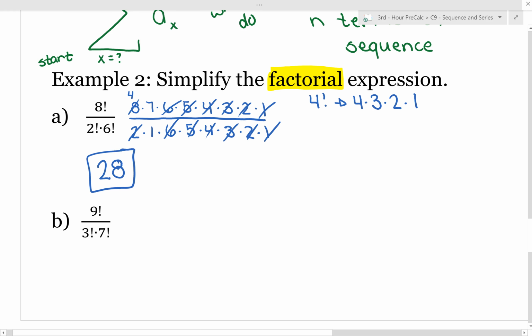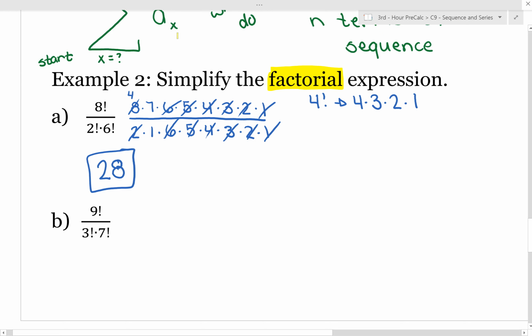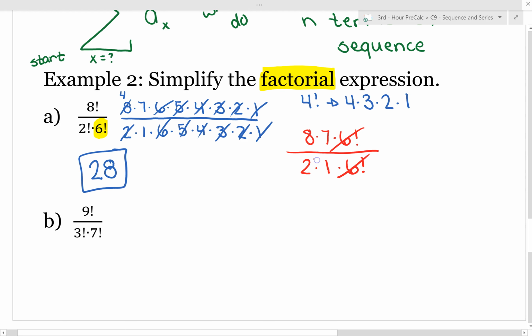Now you're probably thinking, okay, is there a faster way? There actually is. So when you're looking at your problem, ask yourself which one is bigger. In this case, I got 2 on the bottom, so my 6 is bigger. So what I would want to do is just do 8 times 7 times 6 factorial all over 2 times 1 and then times 6 factorial. So I can just cancel those out, then 2 goes into 8 4 times, and 4 times 7 is also 28. So that would be the fastest way to do it.